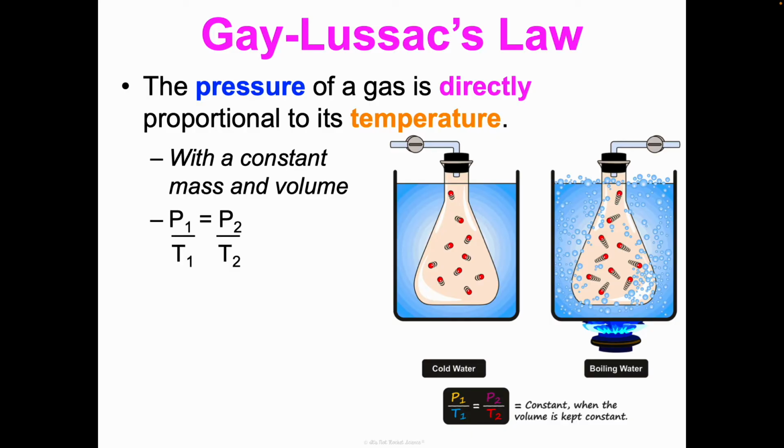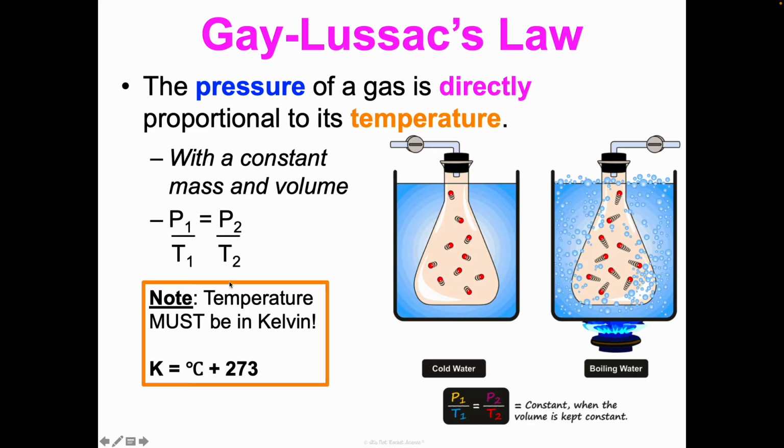Okay, the equation for this is P1 over T1 equals P2 over T2. That's your initial conditions and your changing conditions. And then just like we saw before, temperature must be in Kelvin, Celsius plus 273.